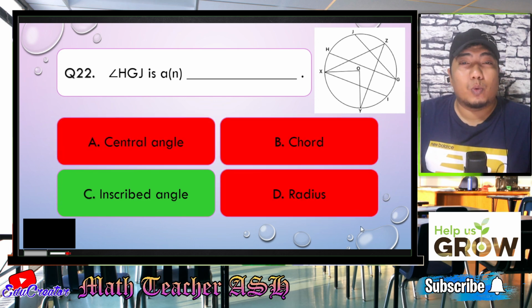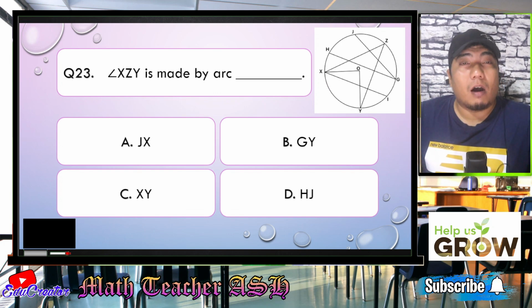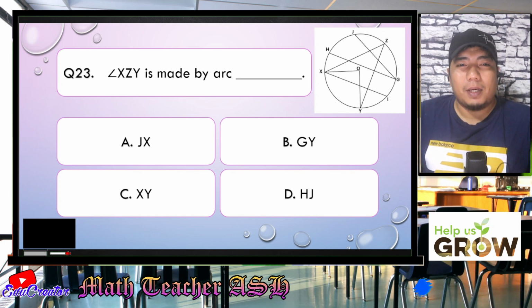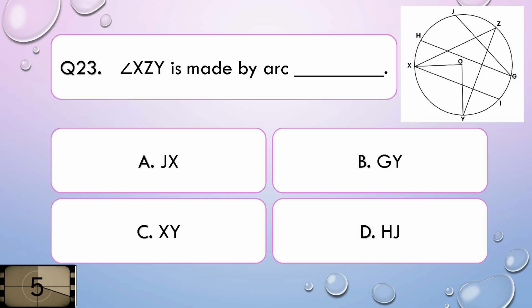Now, let us go to question number 23. Angle XZY is made by arc A, JX, B, GY, C, XY, or D, HJ. I'll give you 5 seconds to think about your answer.